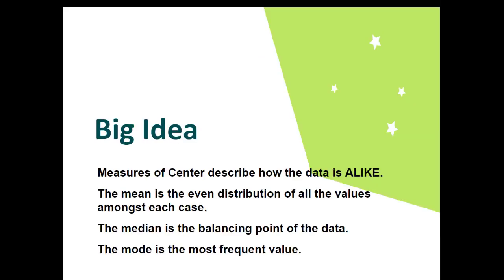So what's the big idea? Today's big idea is that measures of center describe how the data is alike. The mean is the even distribution of all the values amongst each case. The median is the balancing point of the data, and the mode is the most frequent value, which you can see as the tallest bar in the histogram.